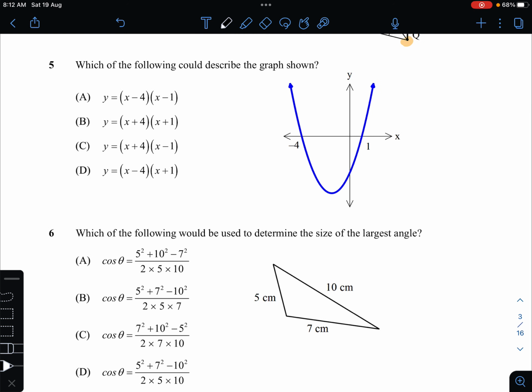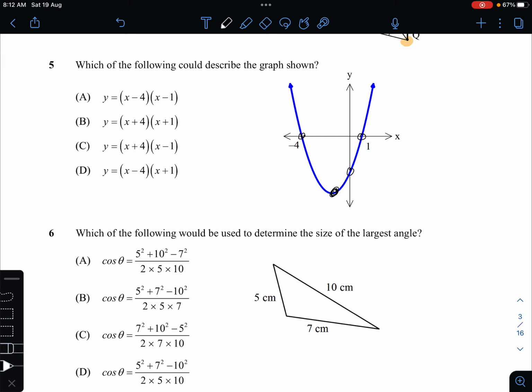Which of the following could describe the graph shown below? Our information here is our x-intercept, our y-intercept, and a turning point. Although we don't necessarily have the values of our y-intercept and turning point, we do have their placement, so we know they're both in the negative area. The turning point has a negative x value and a negative y value.